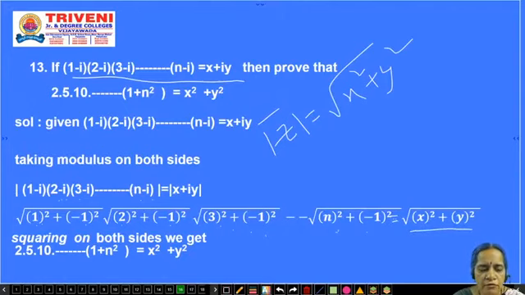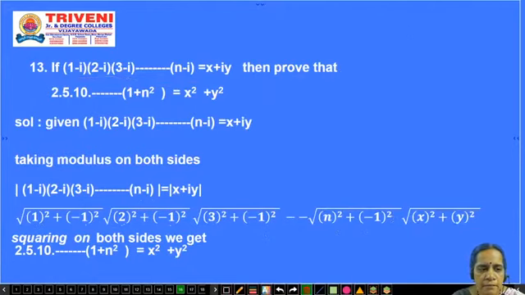Squaring on both sides, what do we get here? 1 plus 1 is 2, 4 plus 1 is 5, 9 plus 1 is 10, and so on. 1 plus n square is equal to x square plus y square. First we have to take the given hypothesis, then take modulus on both sides, then mod of a plus ib is equal to square root of a square plus b square, and squaring on both sides, then we get the answer like this.